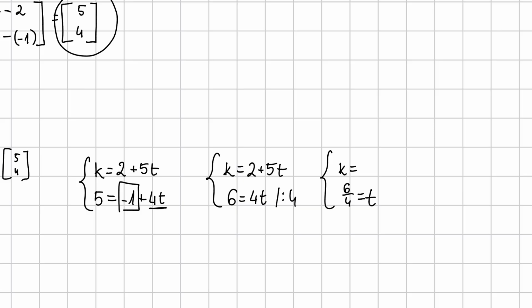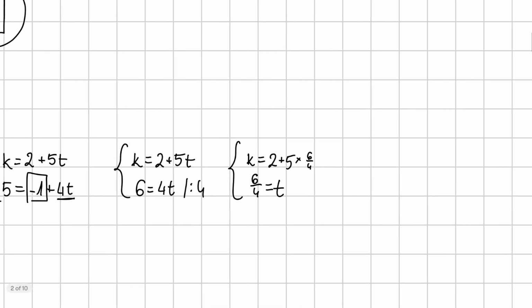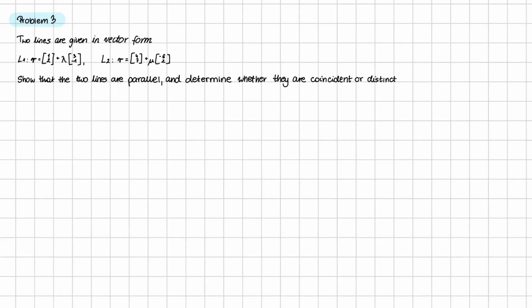So we can substitute it in here, times 6 over 4. Of course, we can shorten our value of T. So T is 3 over 2, and K is 9.5.